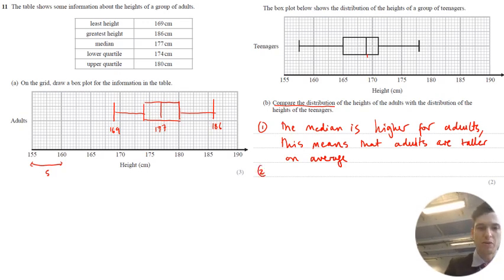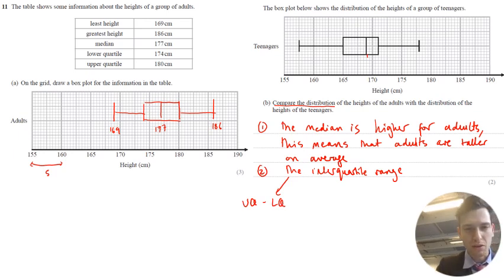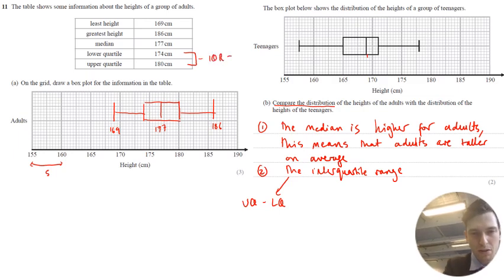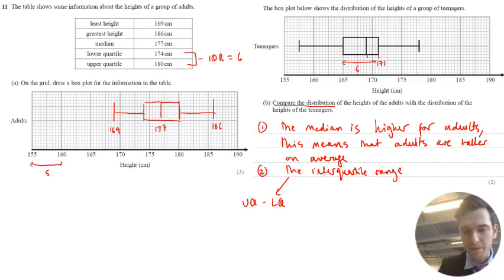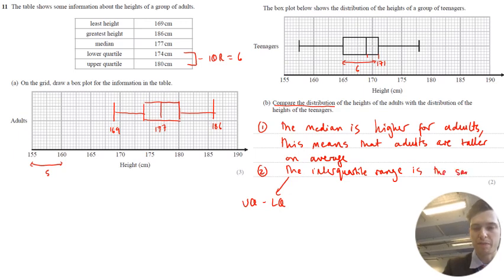The second thing that you need to do is you need to compare the interquartile range. So the interquartile range, that is the upper quartile minus the lower quartile, remember? So for the adults, the interquartile range is the gap between those, 180 minus 174, which is 6. And here, it looks like that gap is also 6. So we can say that the interquartile range is the same for both.